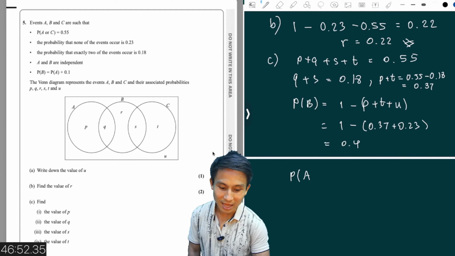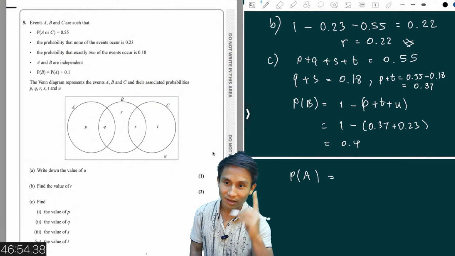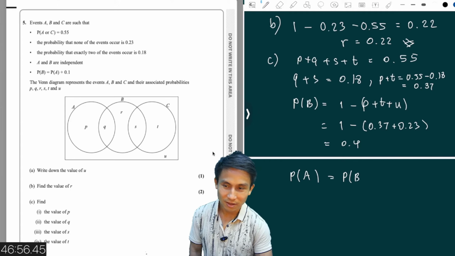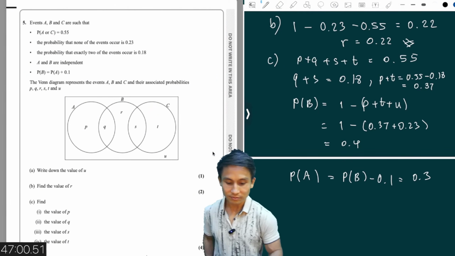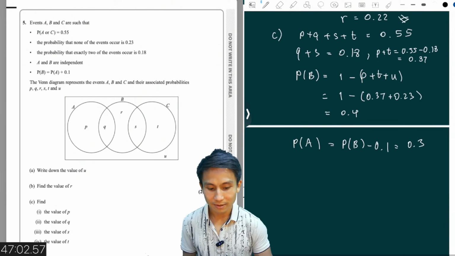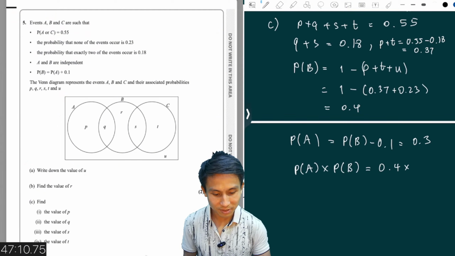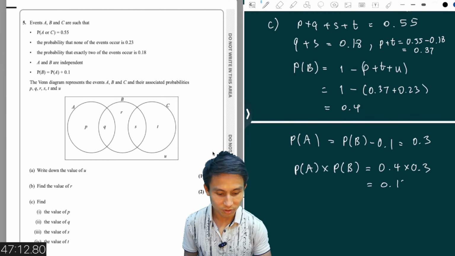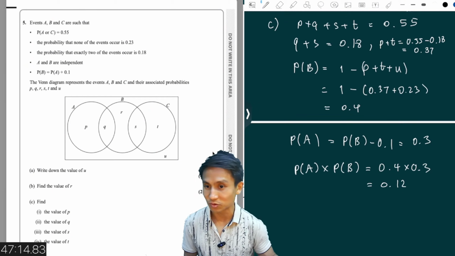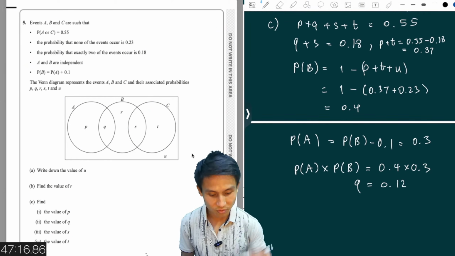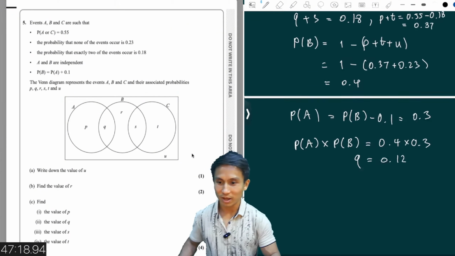That means PA is PB minus 0.1, which is 0.3. That means PA intersect PB, right? Which will be this times that. So PB was that, PA was this, is 0.12, and this will be equal to Q.